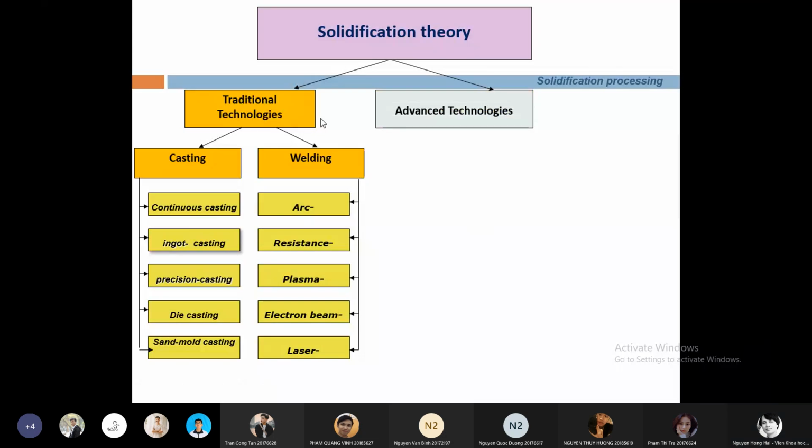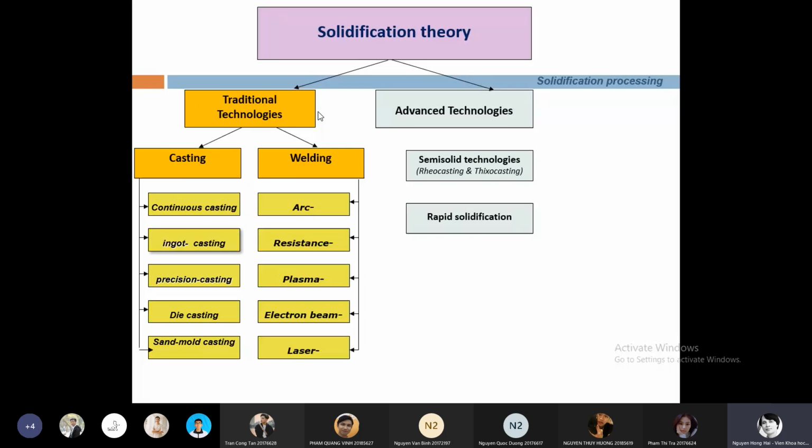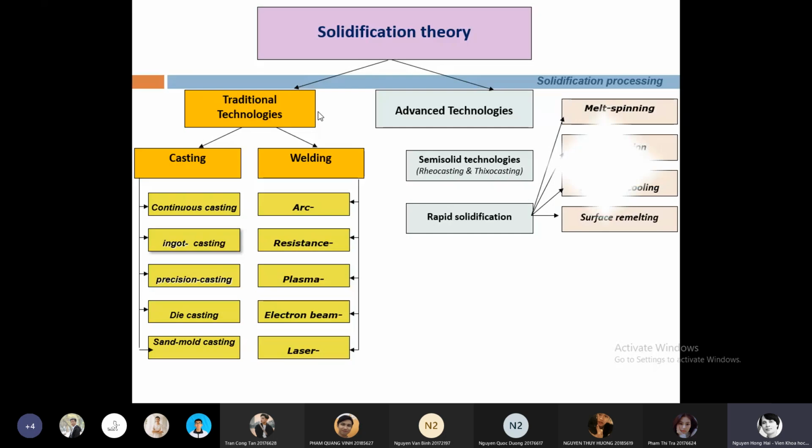Okay, and we have advanced technology. Solidification theory can be the theoretical basis for some advanced technology. This is semi-solid technology, such as rheocasting, thixocasting, and so on. Rapid solidification: we can have melt spinning, atomization, bulk undercooling, surface remelting, and so on. Rapid solidification technique.